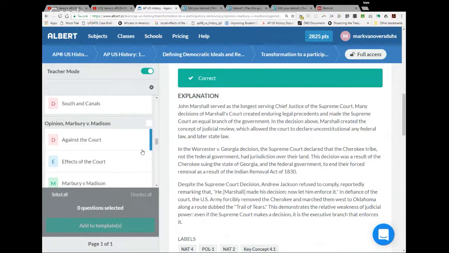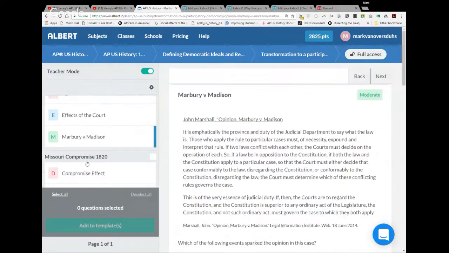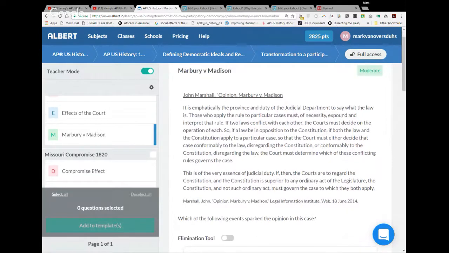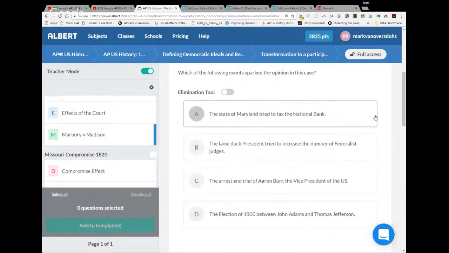Let's take a look at a medium question here with Marbury versus Madison. So which of the following events sparked the opinion in this case? You already know this one. State of Maryland tried to tax the national bank. The lame duck president tried to increase the number of Federalist judges. The arrest and trial of Aaron Burr, the vice president of the United States, or the election of 1800 between John Adams and Thomas Jefferson.